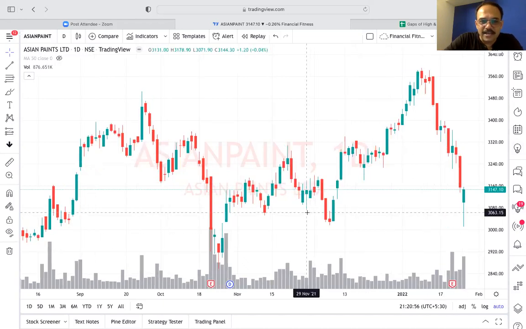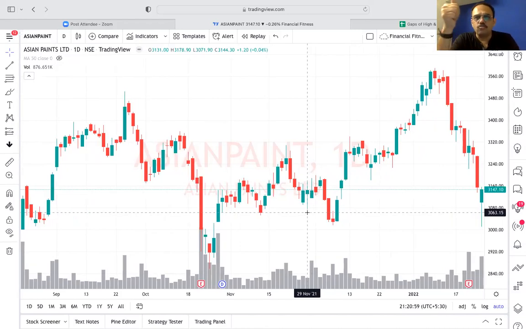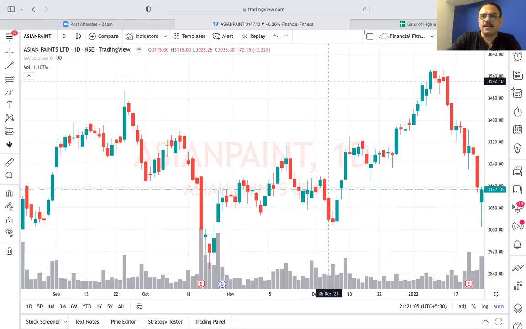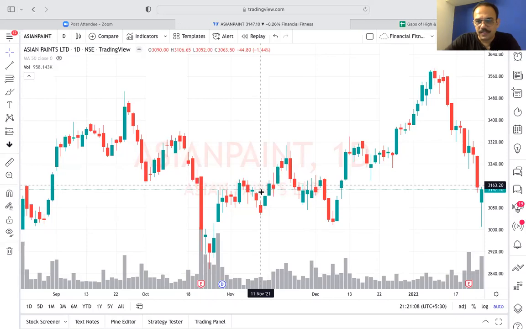So second is gap as a support. Okay. Now, those who have studied the reversal pattern or those who are going and studying the reversal pattern, let's see. See, there was a gap in Asian Paints.